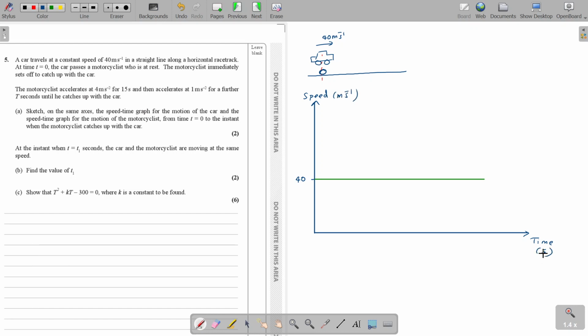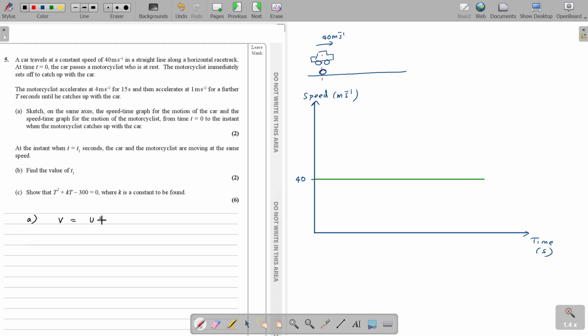Time in seconds. Okay, and then what about the motorcyclist? The motorcyclist accelerates at 4 meters per second square for 15 seconds. So when you are drawing the graph, acceleration means you have a gradient. Now you need to make a decision at the end of the 15 seconds. Is the motorcyclist going to have a velocity more than 40 or less than 40? What do you think of that value there?